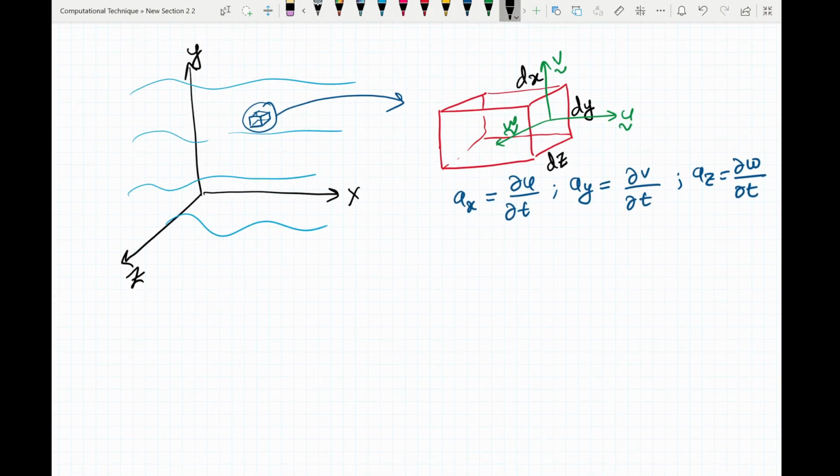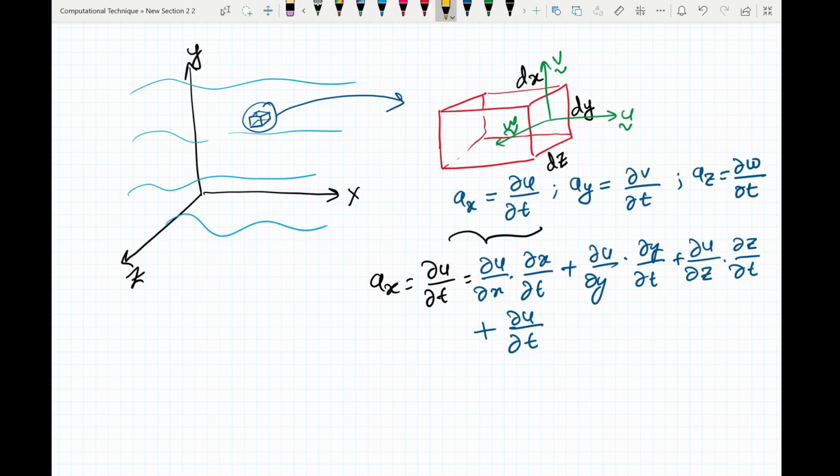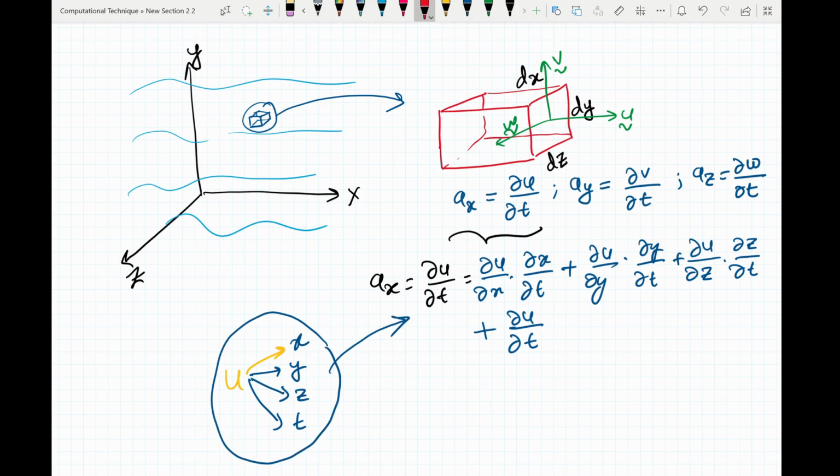Now if you want to expand this, we have to use partial differential equation on this one using the chain rule. What you'll get is, because if you are looking at velocity, your velocity is dependent upon x direction, y direction, z direction and time t. So there are four variables. Therefore, we have to form a partial differential equation consisting of all these variables here.